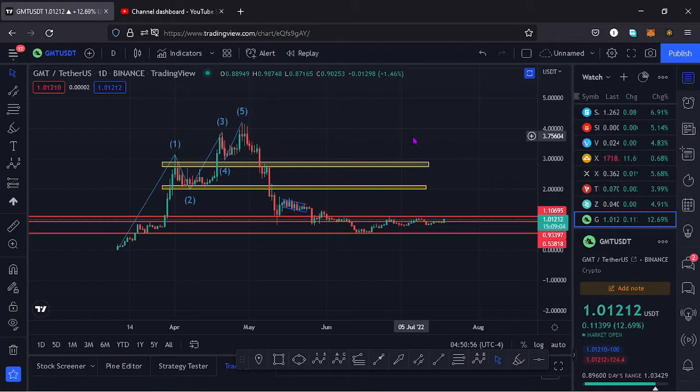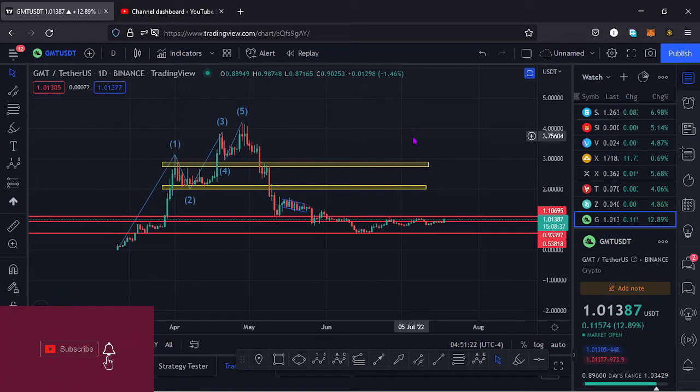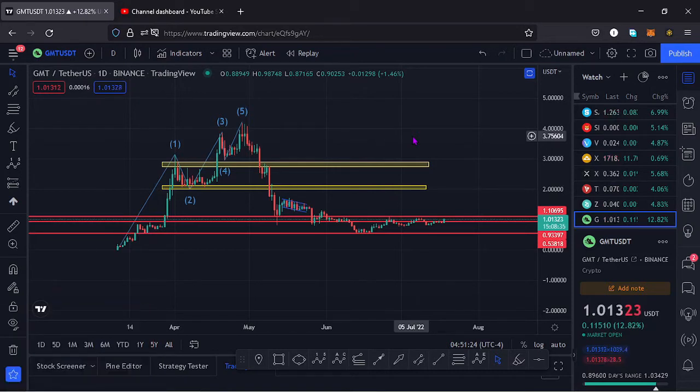I'll be giving you a price prediction update on GMT, whose current price stands at the $1.01 mark, and here on TradingView the market is up by 12.74%. In this video I want to give the key scenarios that I expect to play out, basing my analysis on the Fibonacci's and also the key areas of support and resistance, and also show you the key patterns that are forming on this chart. So if you're interested in such content, make sure that you stick around till the end of the video.